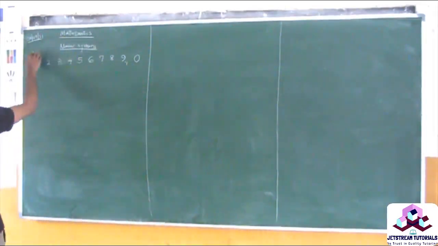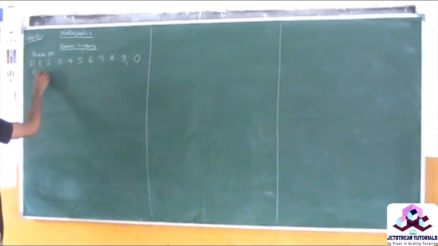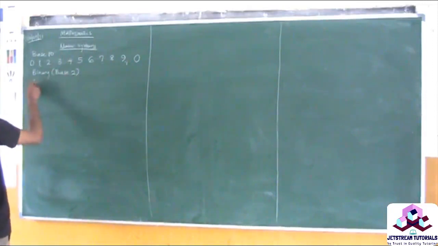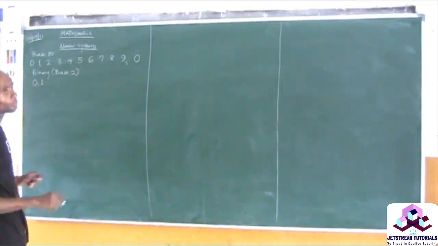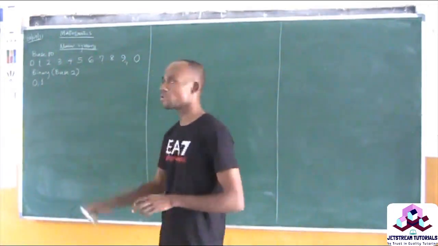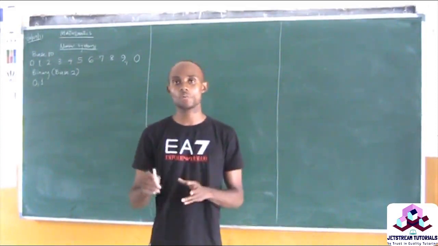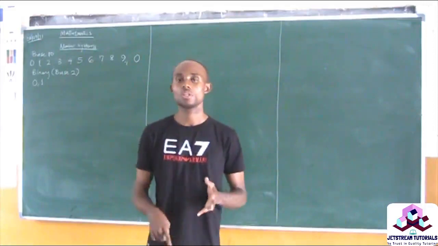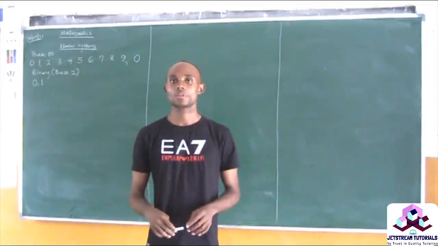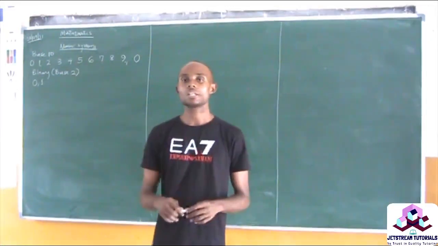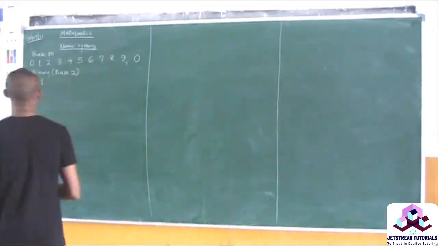So, if this is the base 10 number system, the binary number system, which is called base 2, is only 0 and 1. That means you cannot have any number that is 2. You cannot write 2; you have to convert 2 into a binary number. Is that understood?